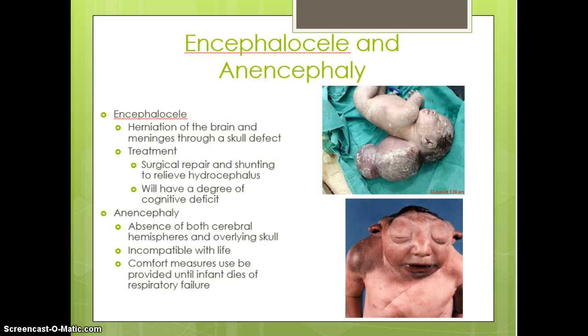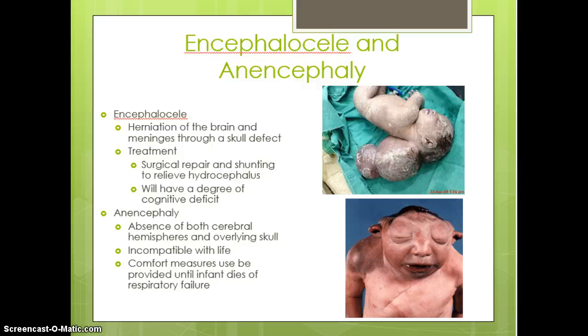So when you're looking at an encephalocele, that is going to be a herniation of the brain through the meninges of a skull defect. So this top picture is where you see that the brain is protruding outside of the skull. You can use surgical repair for shunting to help relieve some of that hydrocephalus, but they will obviously have some type of cognitive defect, even if they are able to go in and surgically repair that.